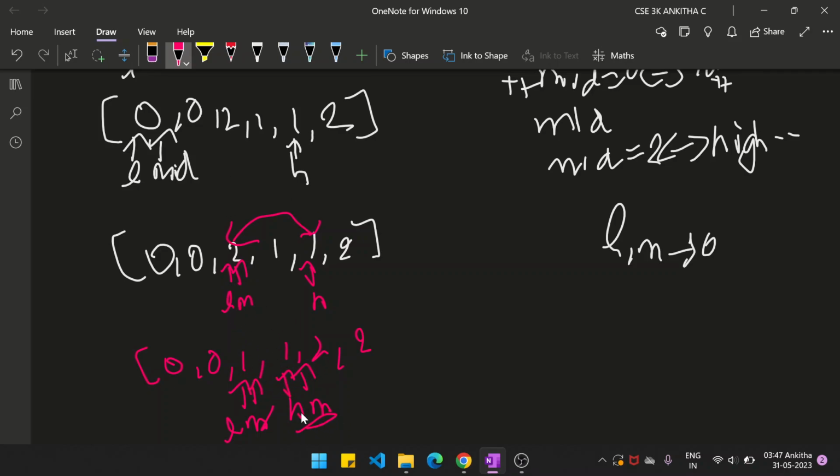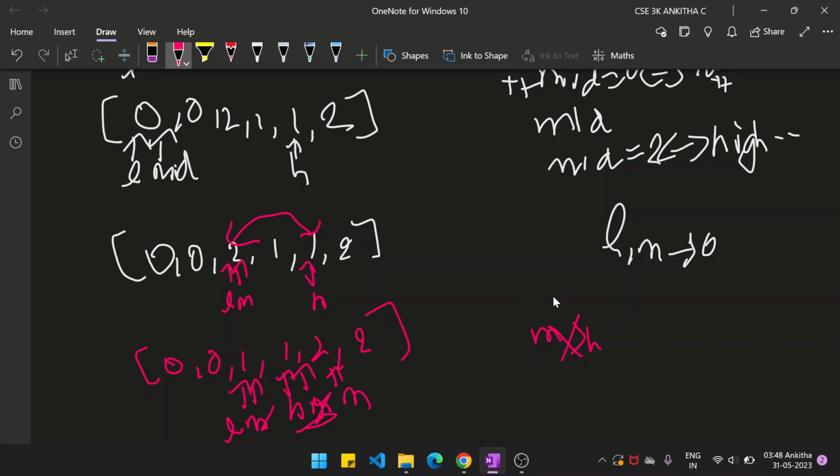By this time we got high equal to low mid. Now again check mid equal to 1. So what can we do? Mid plus plus we will do. So high is pointing here, mid is pointing here. Now we got mid is greater than high. So at this condition we stop the loop. You can see the array is sorted.